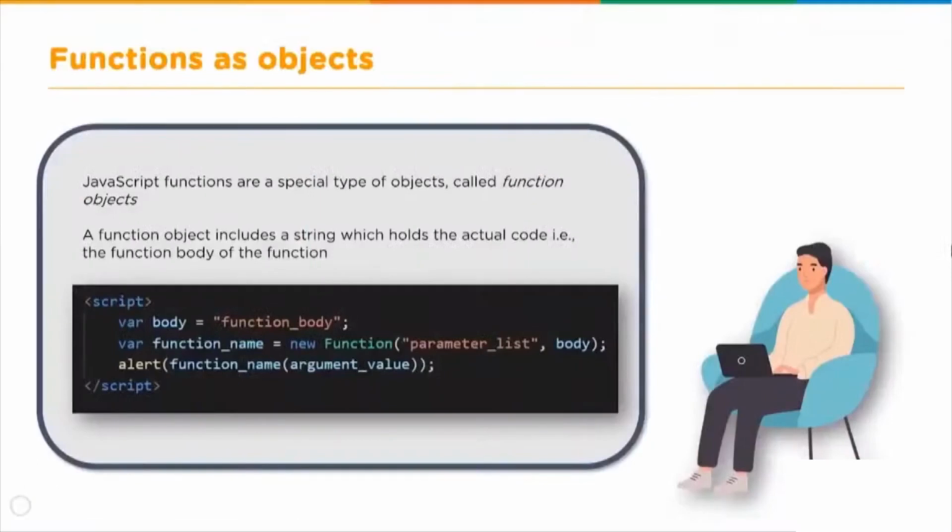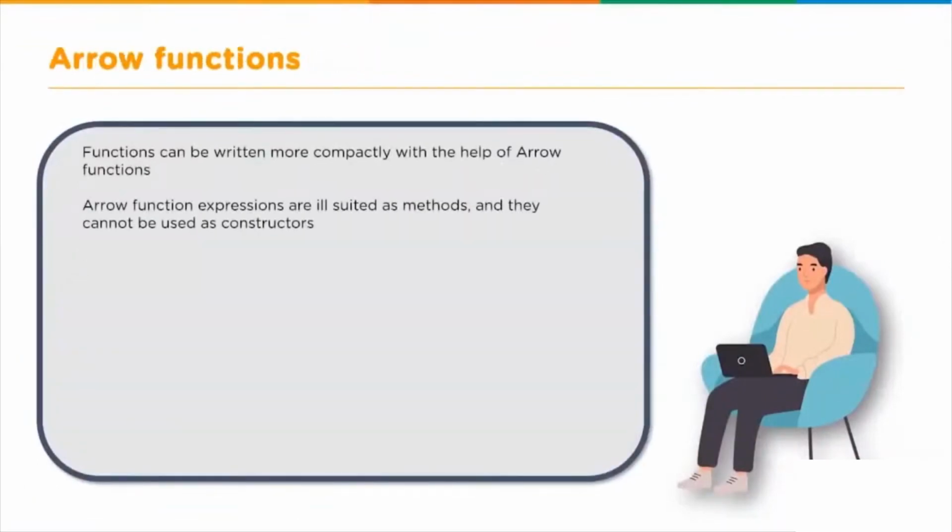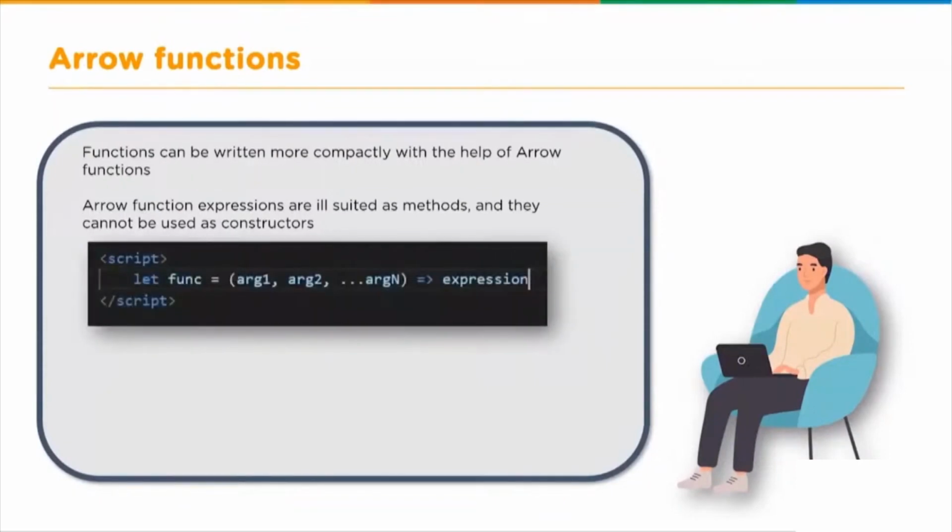Moving on to our next concept, arrow functions. Now, functions can be written more compactly and more precisely with the help of arrow functions. Alright, now arrow function expressions are ill-suited as methods and they cannot be used as constructors. Now, also while using arrow functions, using const is a safer option because a function expression is always a constant value. So this is the syntax. Now you can only omit the return keyword within the curly braces if the function is a single statement.